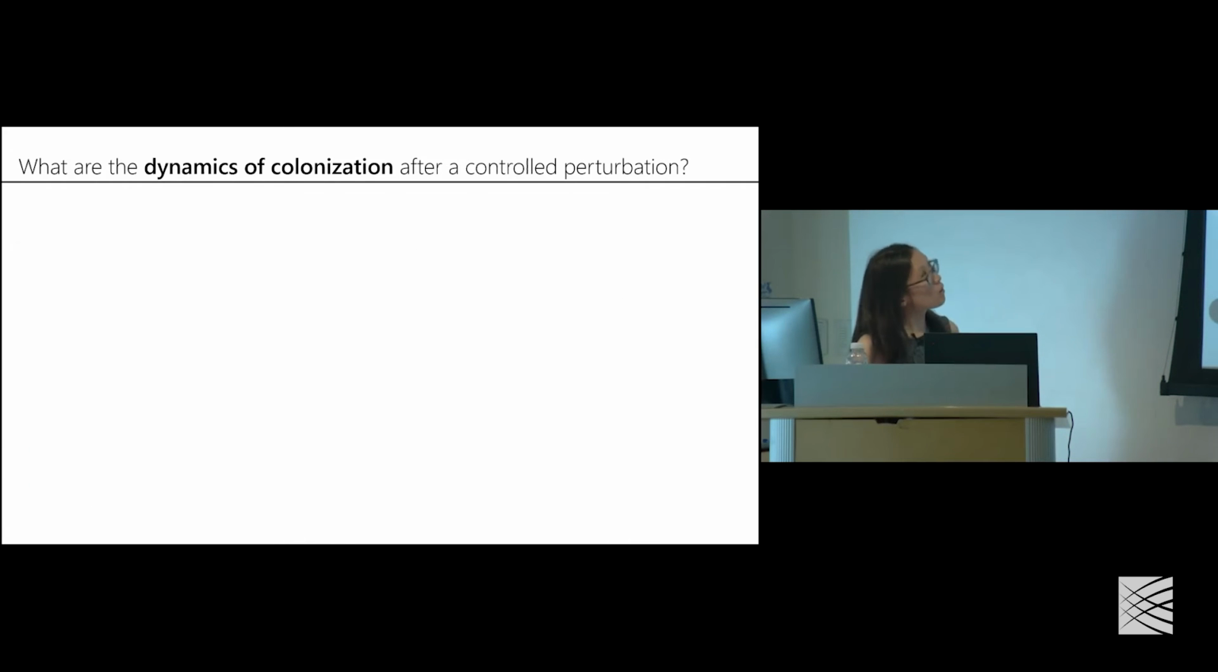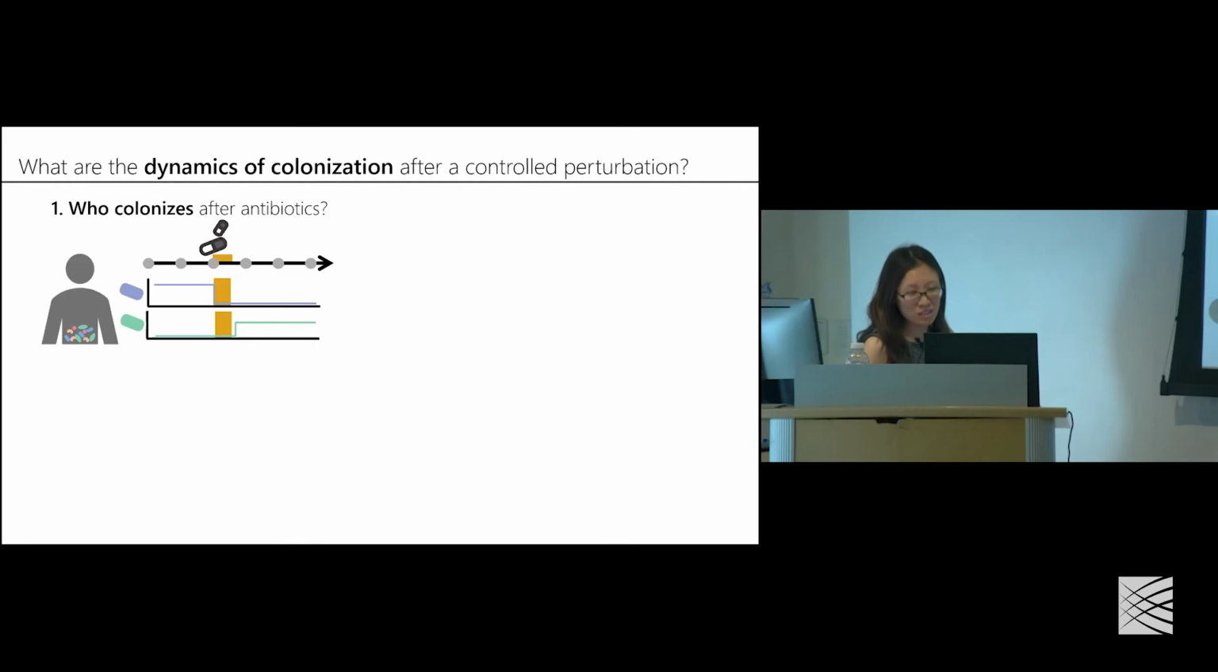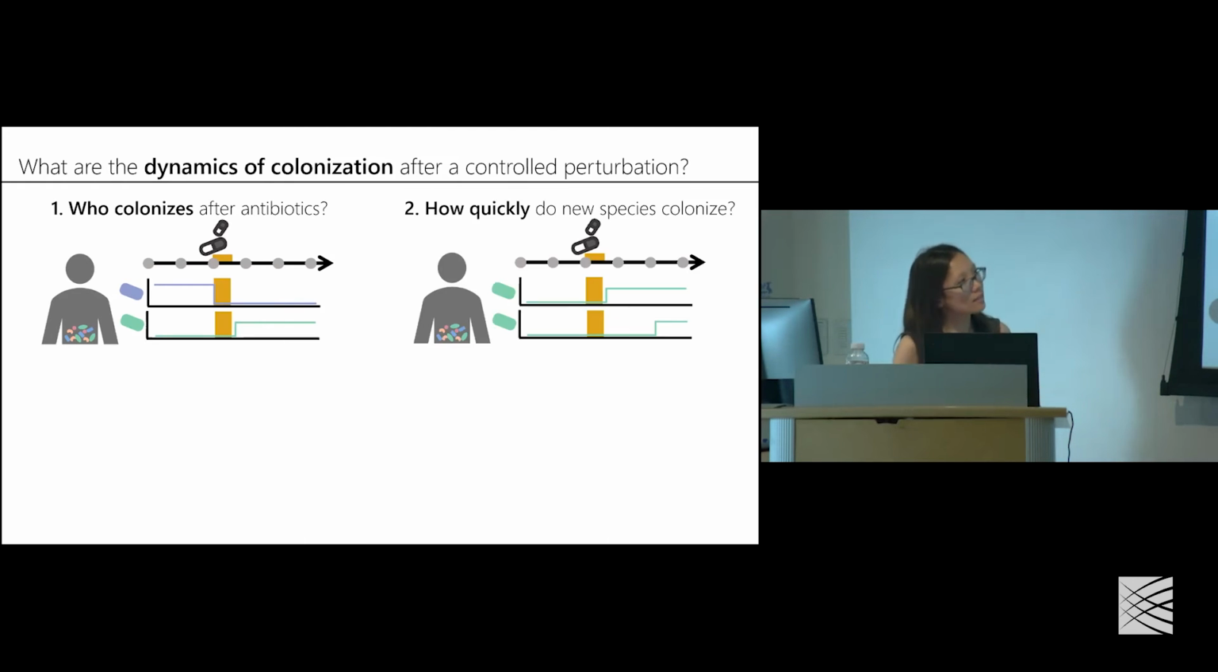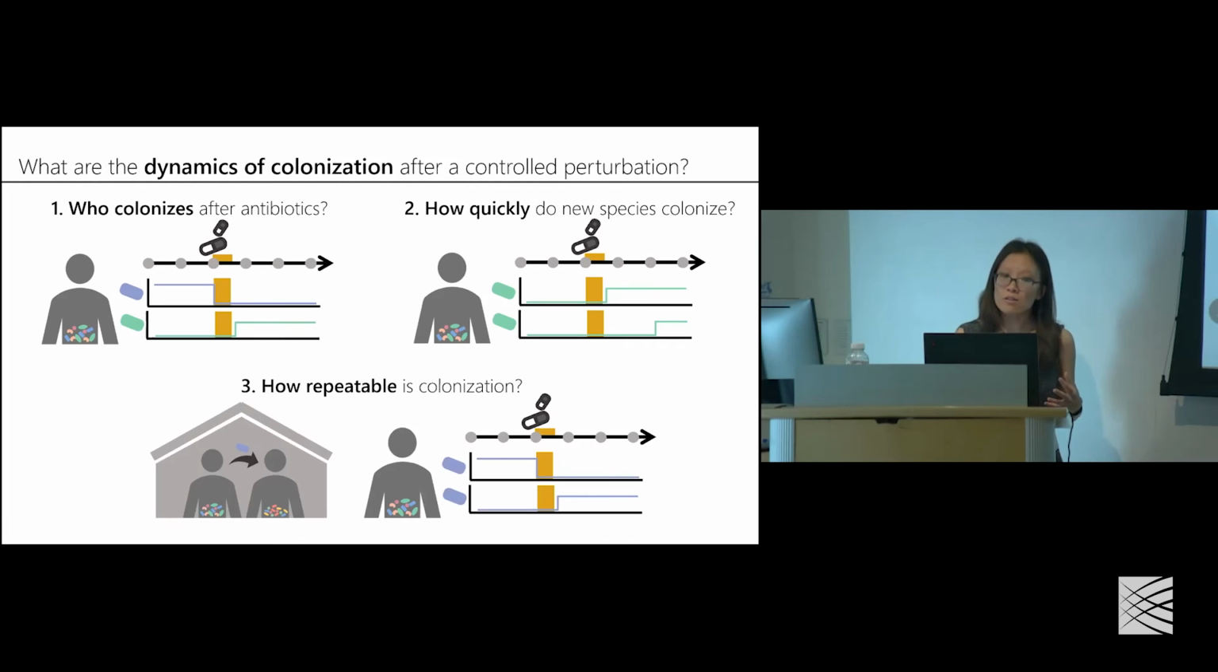So what are the dynamics of colonization? We break that down into a couple of different questions. First, who colonizes after this antibiotic perturbation? We expect to see some losses of species after antibiotics. Do we tend to see the same new species colonizing? And second, how quickly do these new species colonize? As I mentioned, that can tell us about the relative influence of some of these ecological barriers to colonization. And then finally, our household setting gives us a unique opportunity to look at the repeatability of colonization dynamics and whether strains that were previously shared between subjects actually wind up recolonizing after antibiotics.